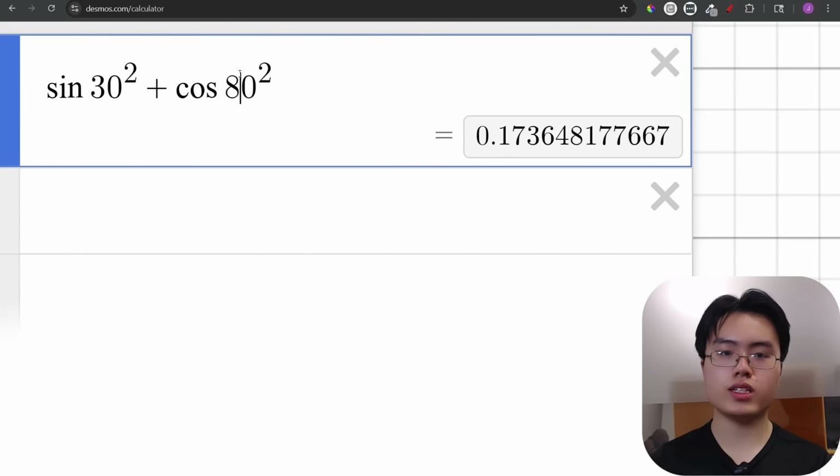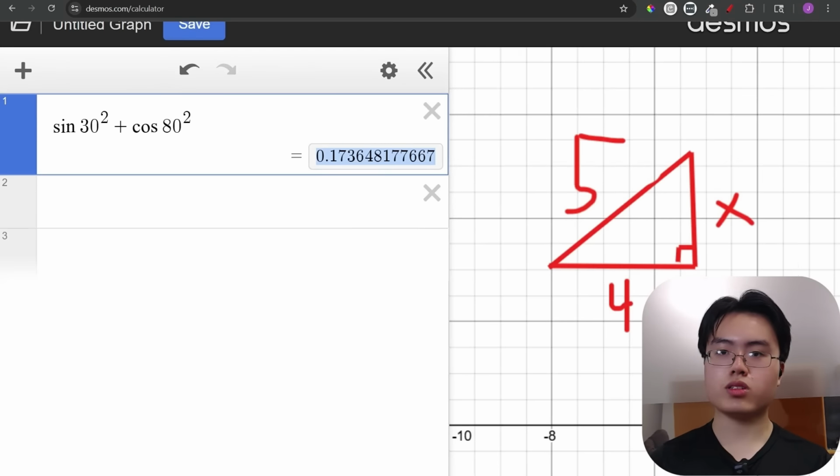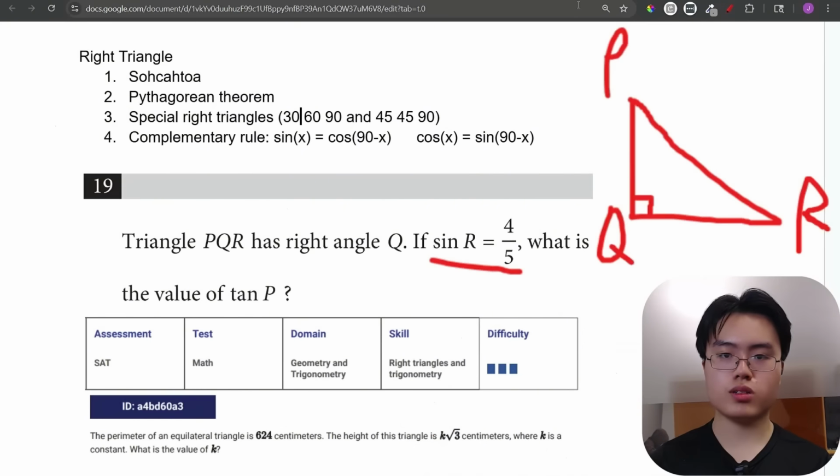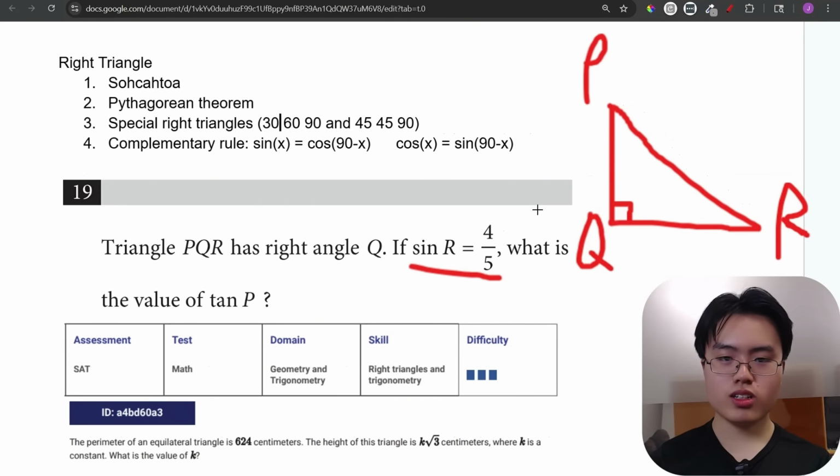Or if they ask you what is the value of this, just type it in. Desmos tells you. You don't need to know it to get these. Okay, that's a short sidetrack. You should watch my Desmos guide video if you want to learn more about typing stuff into Desmos. Okay, so let's solve this question.